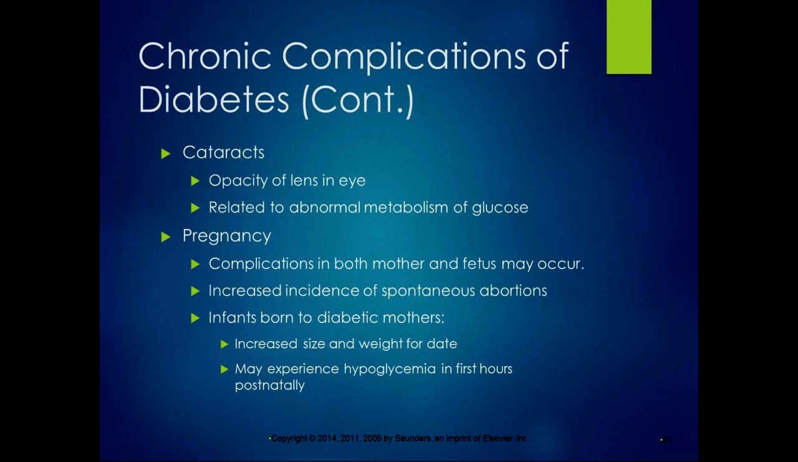Cataracts, it's opacity in the lens of the eye. It's related to abnormal metabolism of glucose, so it's pretty common in everybody, but it's more common in people with diabetes, and it's treated surgically.